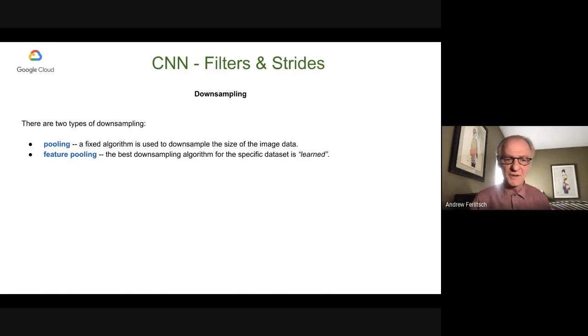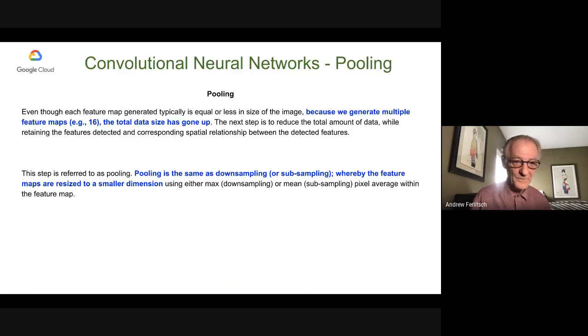The other version of this is what we call feature pooling. And that's when you use a stride greater than 1, like a stride of 2 on a convolution. The feature map that comes out is going to be smaller, but the difference here is we're not using a fixed algorithm. Instead, we're learning the best sampling algorithm for your specific data set. So let's start talking about pooling, the fixed algorithm.